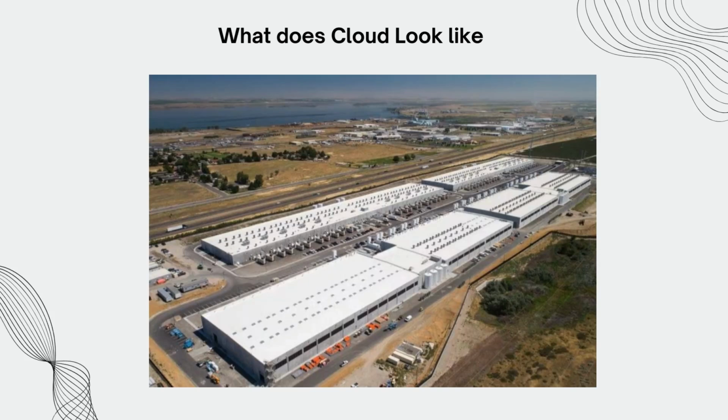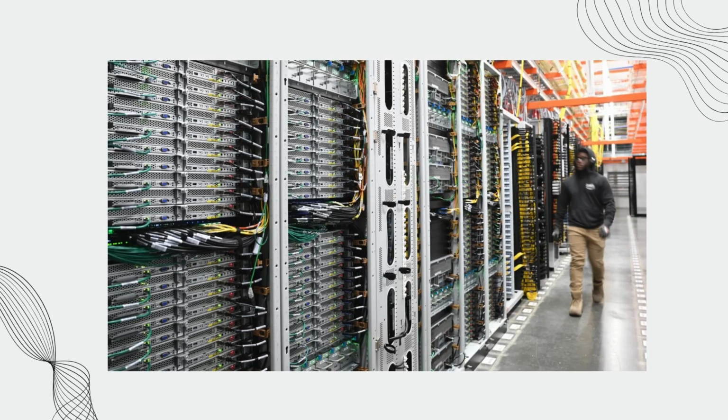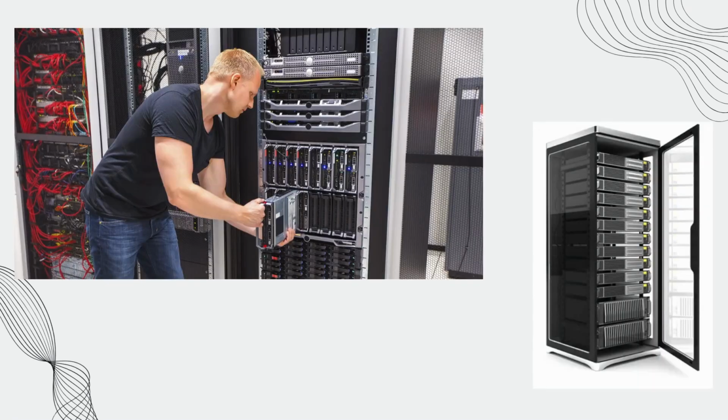Okay, so what does cloud look like? From the outside, it's just a building. Inside, it's a traditional data center with thousands of servers and racks. But now, we have affordable and powerful on-demand options in the form of cloud computing platforms. These platforms provide the ability to leverage remote systems on demand over the open internet. This means businesses can access vast computing resources without the need for physical infrastructure.